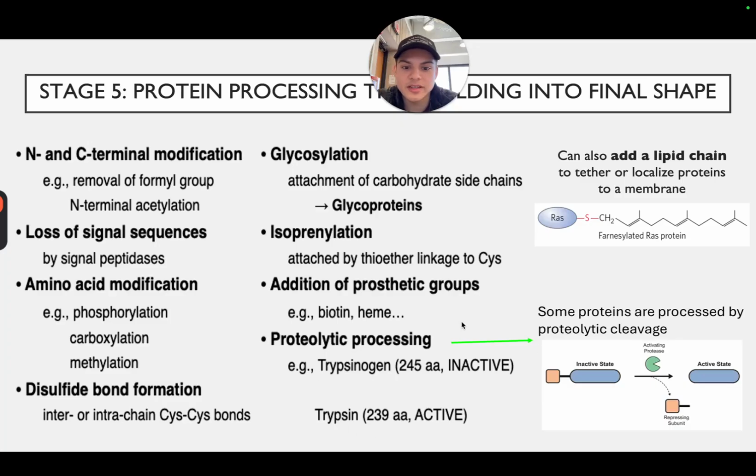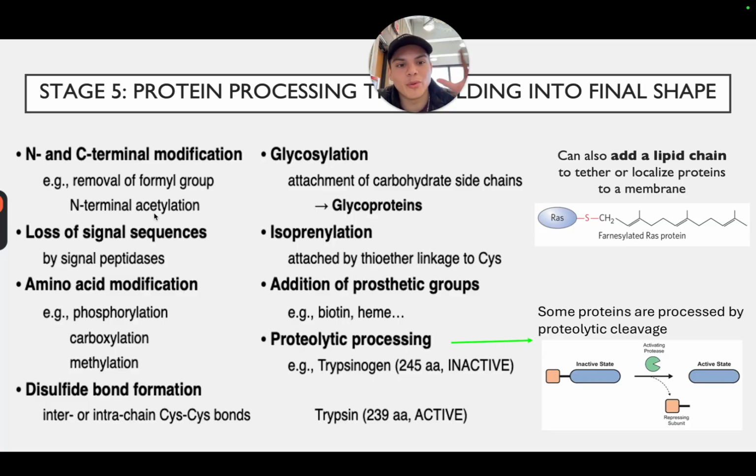For example, a protein could be a zymogen, and we know that once it's cleaved, it turns into an enzyme. So that's an example here. We have disulfide bond formation, which forms cysteine-cysteine bonds. We also have amino acid modification. We can phosphorylate, carboxylate, methylate. We can have a loss of signal sequence, which is by signal peptidases from the ER, the endoplasmic reticulum. We have the N and C terminal modification, which is just removal of the formyl group.